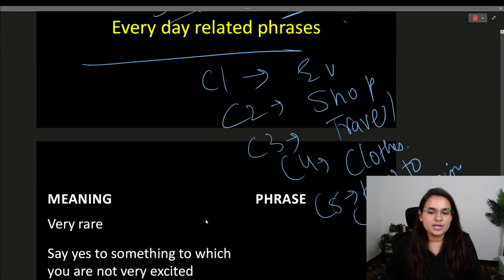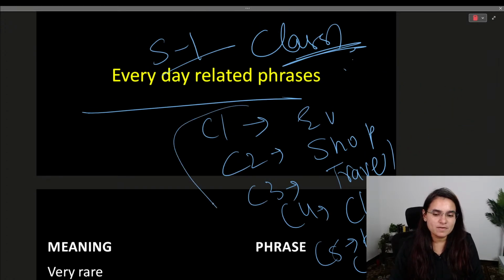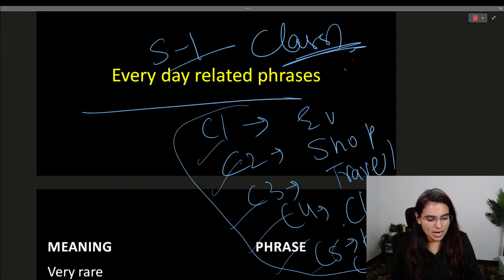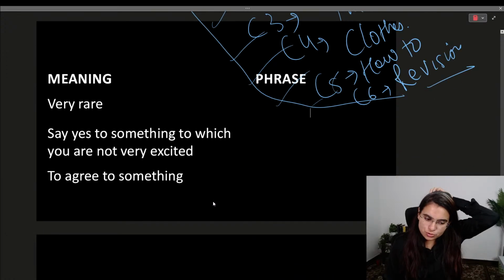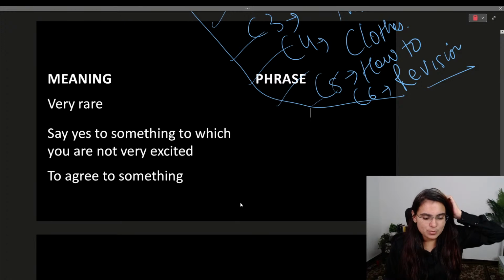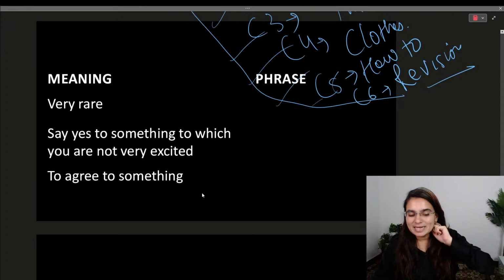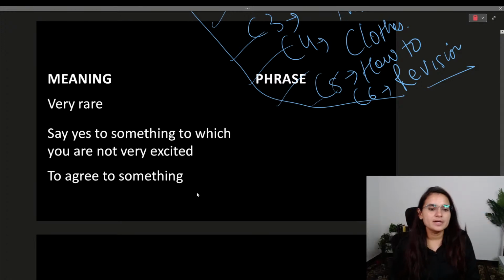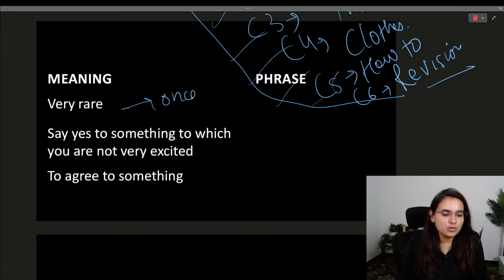Okay? So if you have any confusion of how to cover up the lectures, please cover up all the lectures. Please do that. You can go through the link that has been shared in the chat box. There is a playlist link. Very rare means once in a blue moon. Once in a blue moon is the good idiom here.